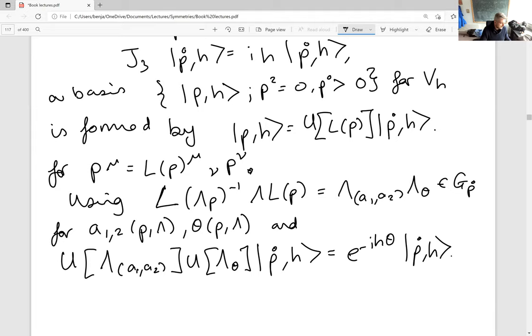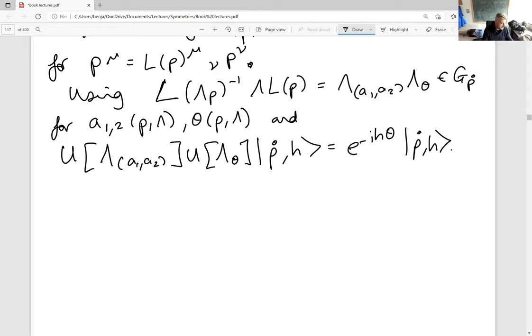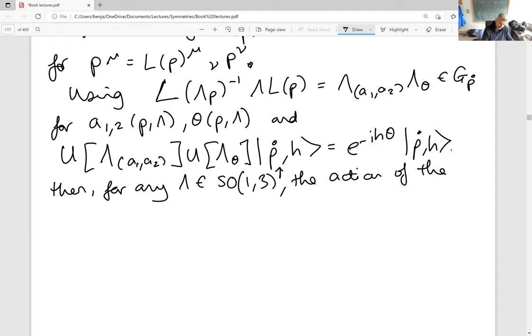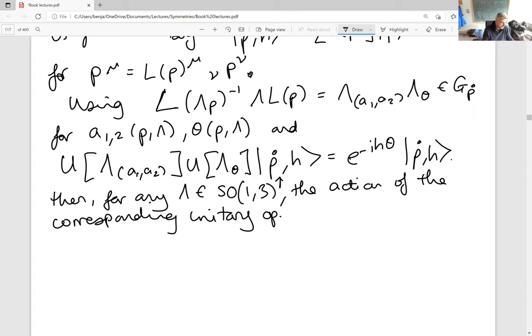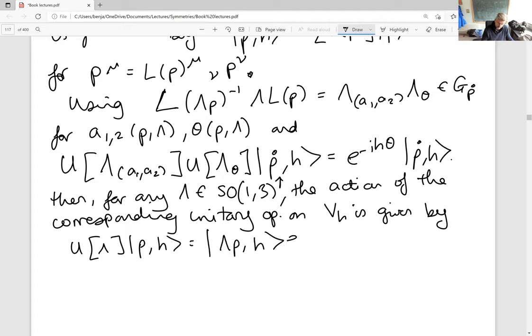So then for any proper orthochronous Lorentz transformation, we need to know what the action of the corresponding unitary operator is on V_h. So for any Λ in SO(3,1)↑, the action of the corresponding unitary operator on V_h is given by the following: U(Λ) acting on |p, h⟩ is |Λp, h⟩ e^{-ihθ}, where θ is a function of p and Λ.